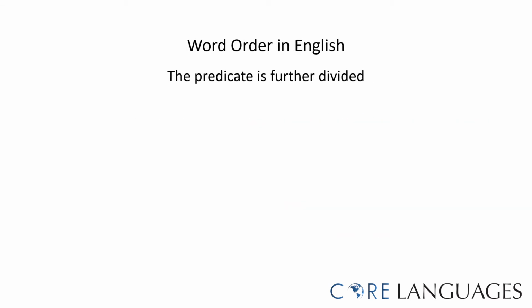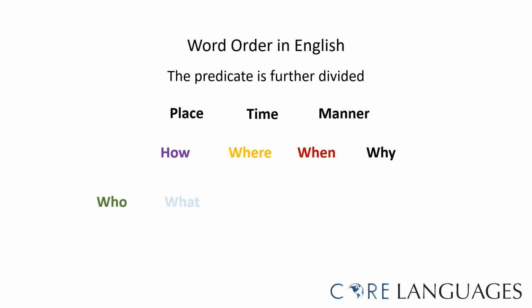Predicate, or the rest of the sentence, can be further divided into these elements: place, time, and manner. To ask about these different elements, we could use these question words: how, where, when, and why. To put all these elements together in one sentence, we follow this word order: who, what, how, where, when, and why.